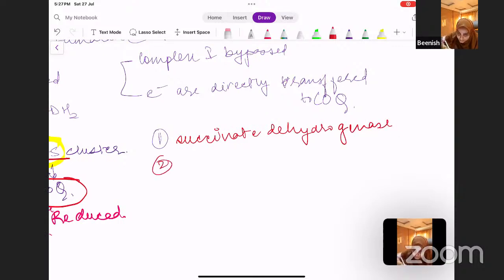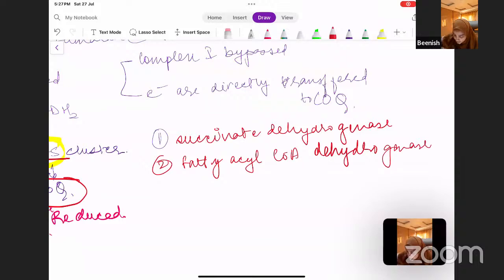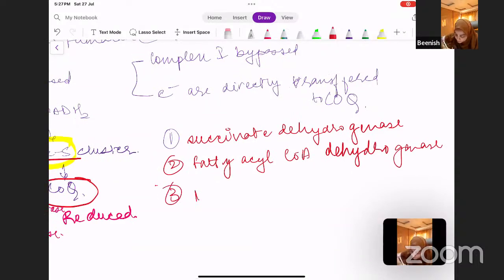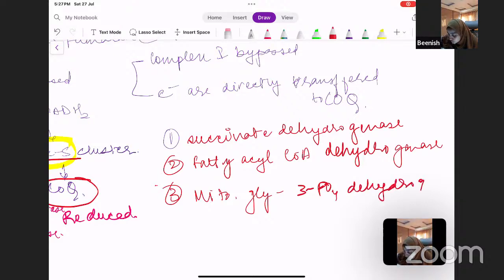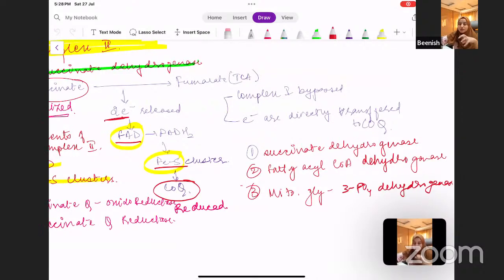Then you have fatty acyl CoA dehydrogenase, and the third one being your mitochondrial glycerol 3-phosphate dehydrogenase. Okay, this we'll study at the end of the lecture when I take up the glycerol 3-phosphate shuttle. So these 3 enzyme systems are giving the electrons directly to coenzyme Q. Complex 1 is bypassed. So now your coenzyme Q has electrons from complex 1 and complex 2.